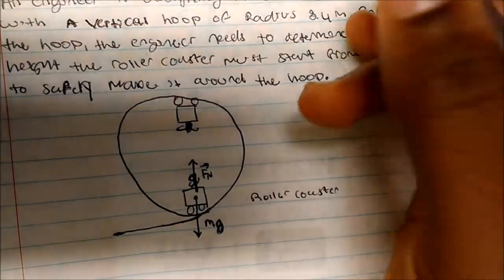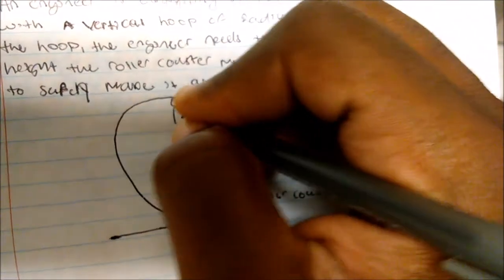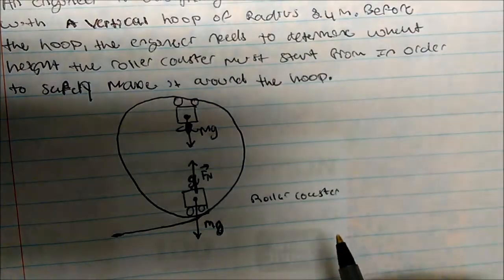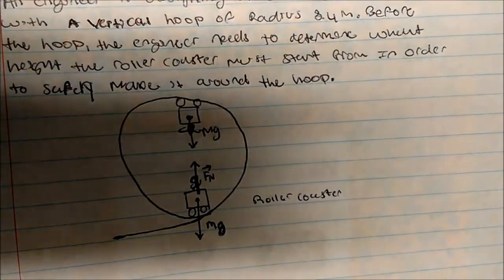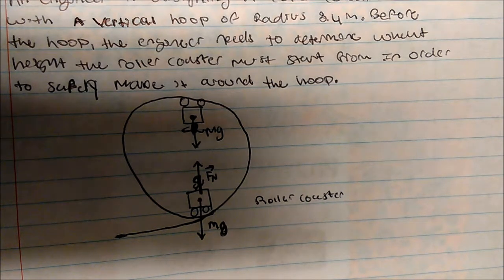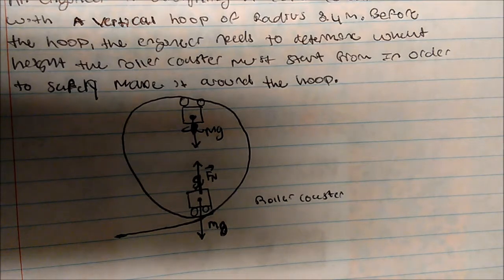Well, remember, we still have gravity pulling straight down, so we could call this mg. Now we still have the normal force. Where did it go? It didn't disappear. But what direction is the normal force pointing in? That's the question.